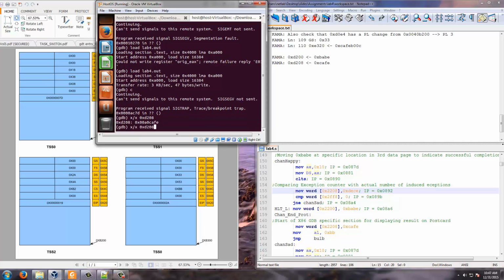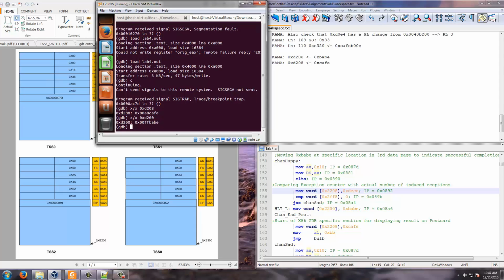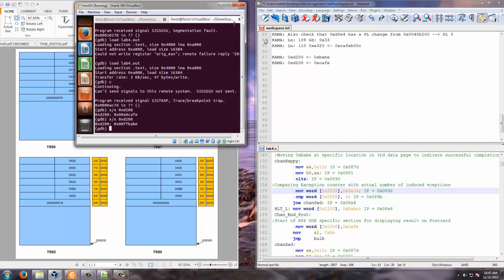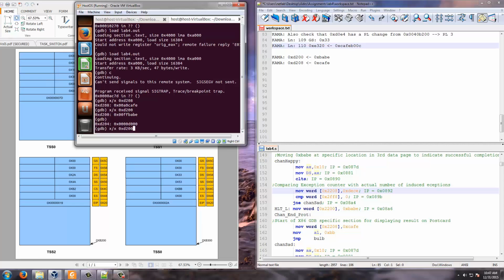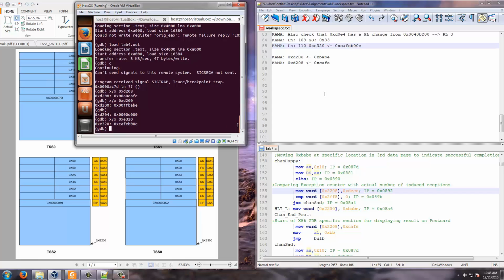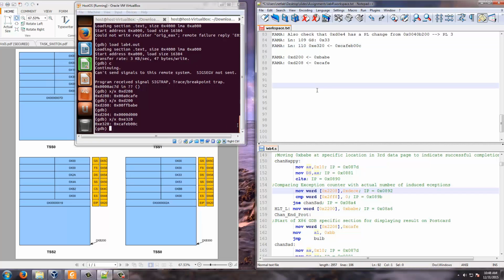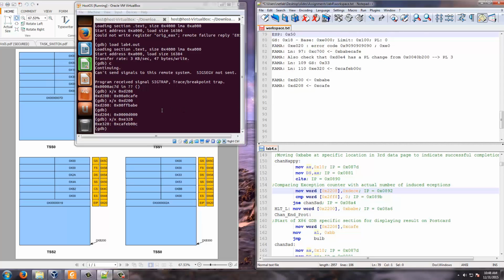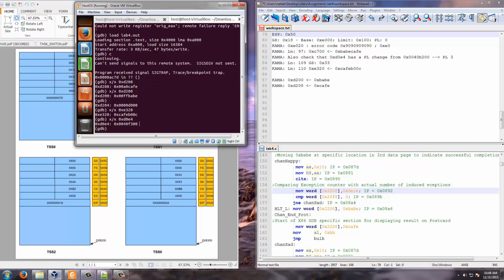So your D208, yes, it has cafe, and this has BAB, and let us see. I'm just looking at this and this. Let us see what is happening to your E320. This B00C, yes, this is working.